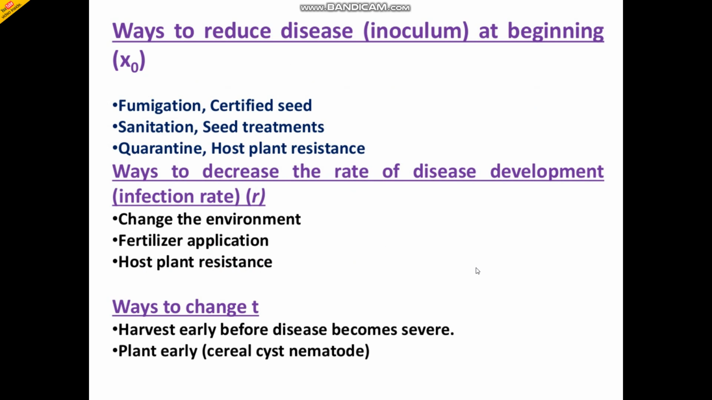Ways to reduce disease at the beginning level: fumigation, certified seed, sanitation and seed treatments, quarantine, and host plant resistance. The second way is to decrease the rate of disease development, the infection rate, by changing the environment, fertilizer application, and host plant resistance. Ways to change temperature: harvest early before disease becomes severe, and plant early, like for cereal cyst nematodes.